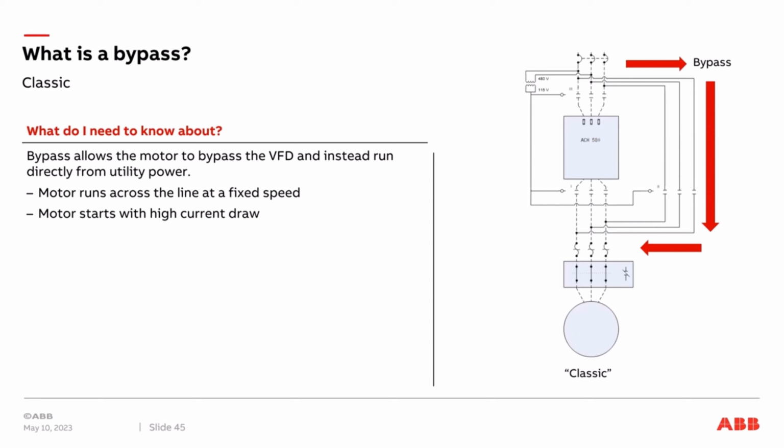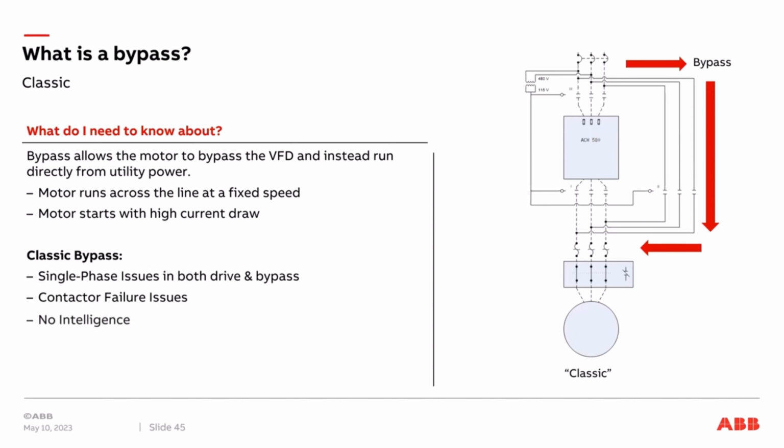And what we call a classic bypass is a scenario where single phase issues affect the drive and the bypass. If there's a contact failure, there's nothing to protect that. There's no intelligence, there's no proof of flow. And if it's an auto transfer, let's say the drive trips out on a short of the motor, suddenly you transfer to bypass, there's no protection for that kind of thing. That's what we call a classic bypass.